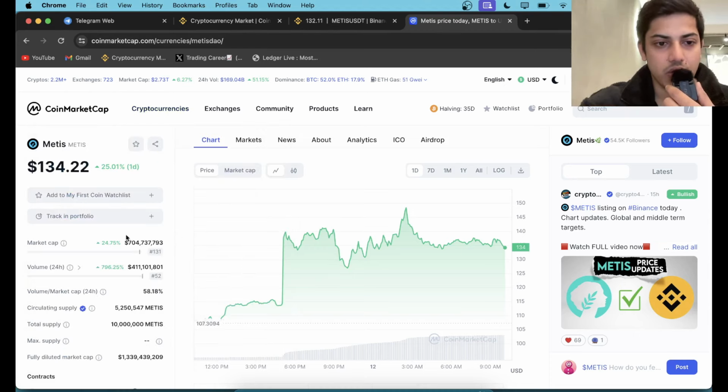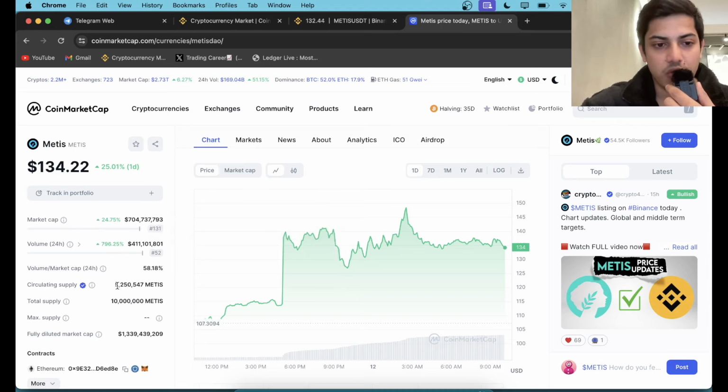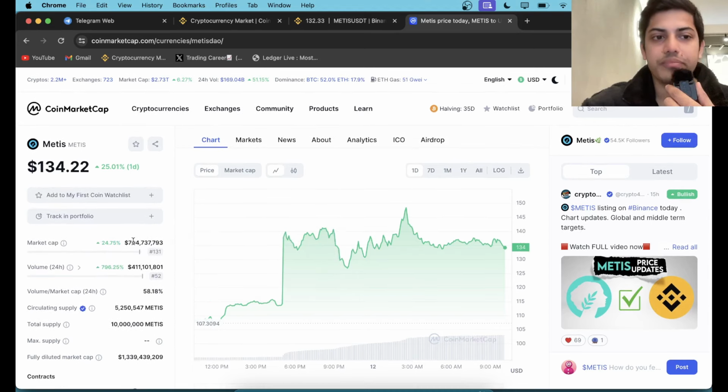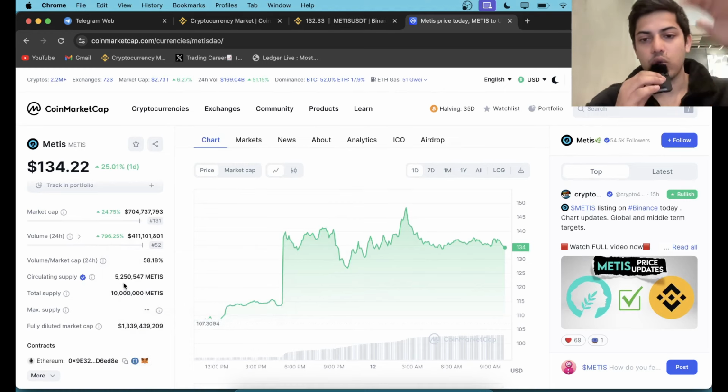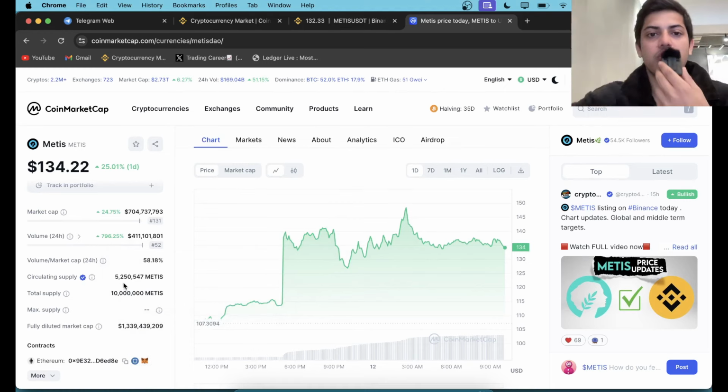Market cap is close to $1 billion, $704 million, and it's the 131st most valuable cryptocurrency in the world. Supply is extremely low, 5 million coins in the market right now. With this supply and market cap, it's a big project. That's why the price is trading at $134. The reason is the supply: less supply, more demand. Price is going parabolic, man.